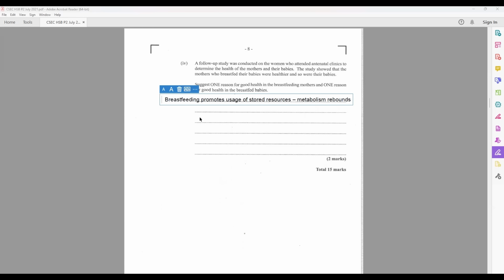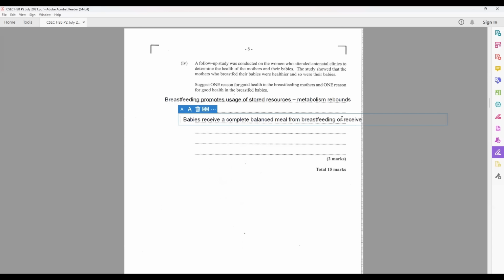And for the baby, a benefit that you could have listed is that breastfeeding is a complete meal, and it doesn't even require water. That's how complete it is. Not to mention the whole immunity cocktail. It's like a baby getting an immunity shot straight from the breast milk of the mother. So 15 marks for that question.